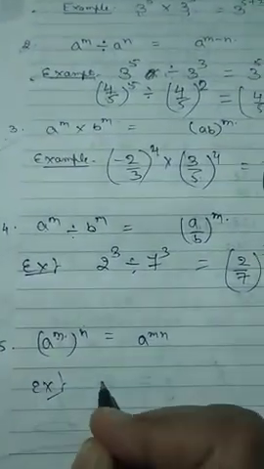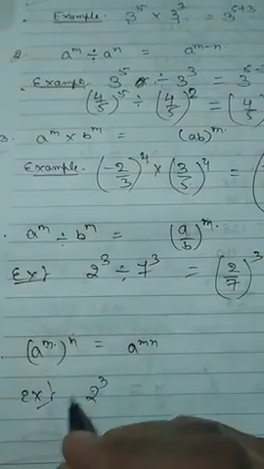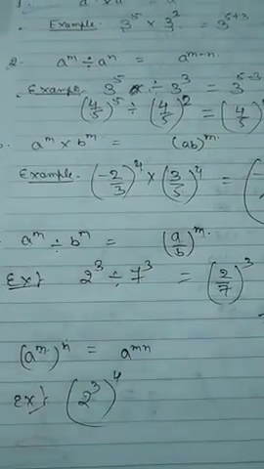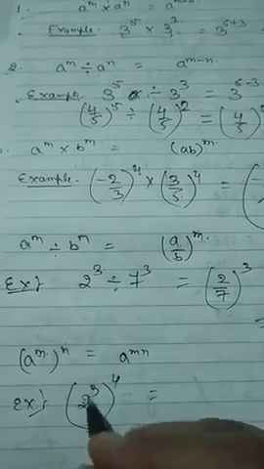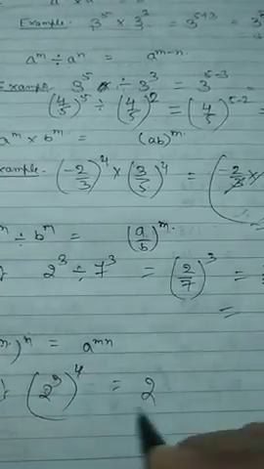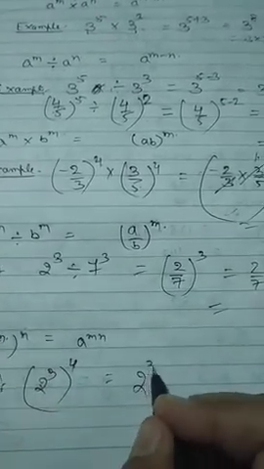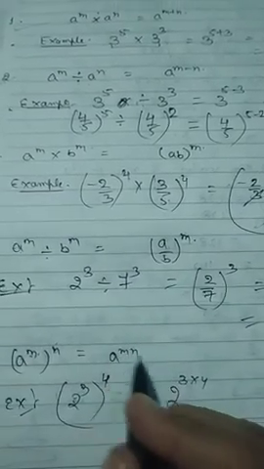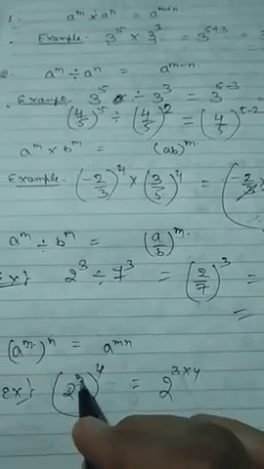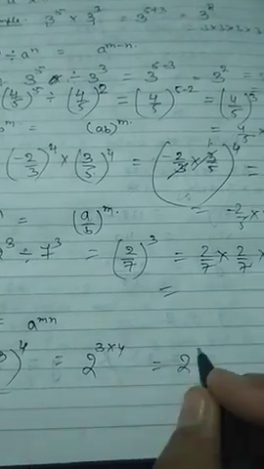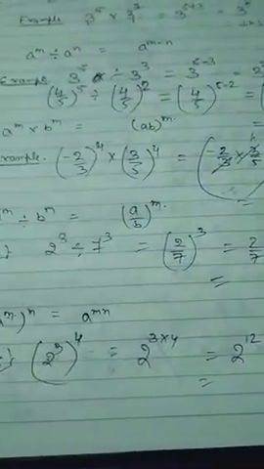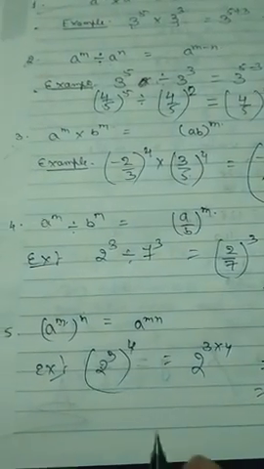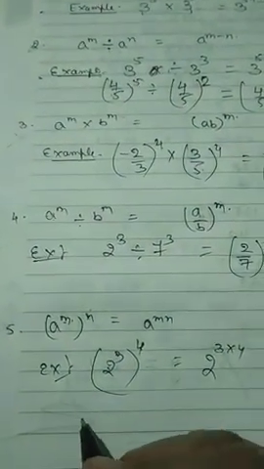For example, suppose 2 cube and its power is also 4. 2 to the power 3 and power 4. So we will do 2 to the power 3 into 4, M into N. 3 4s are 12. So 2 to the power 12, you have to multiply 2 twelve times and write down its answer. Got it?